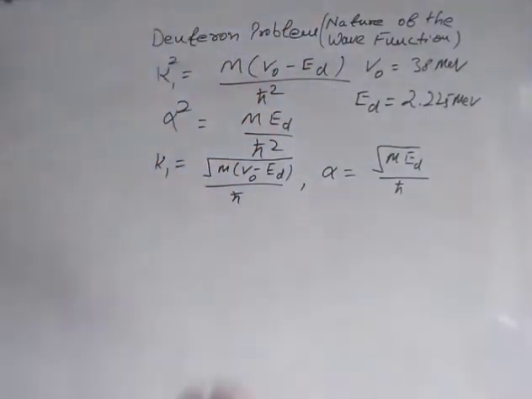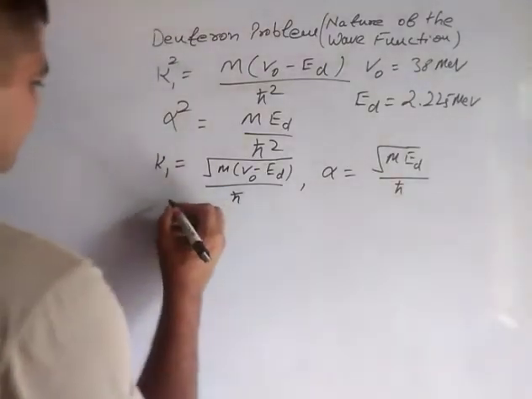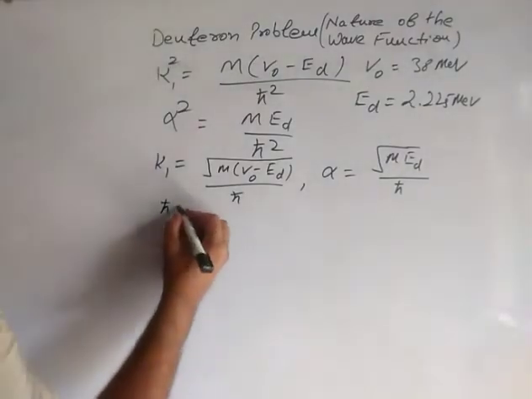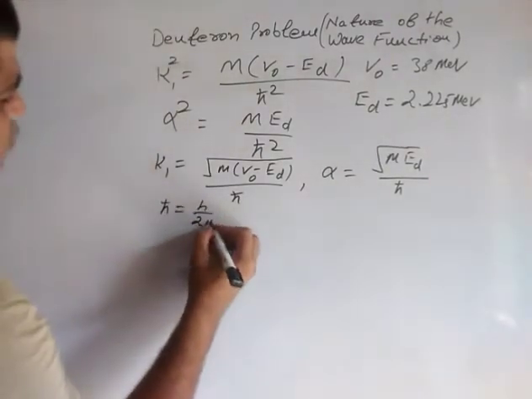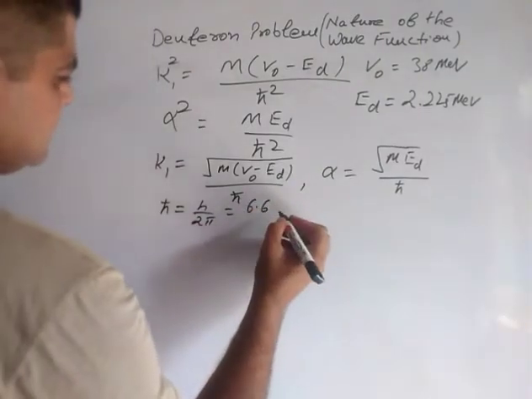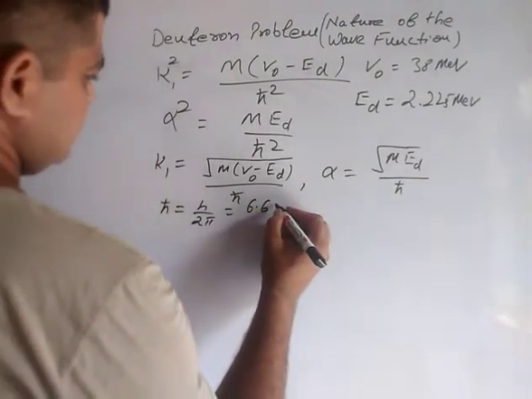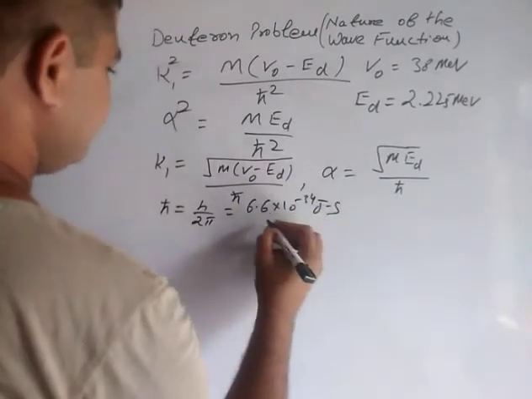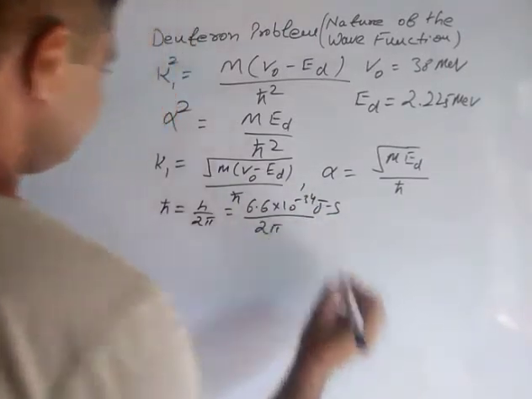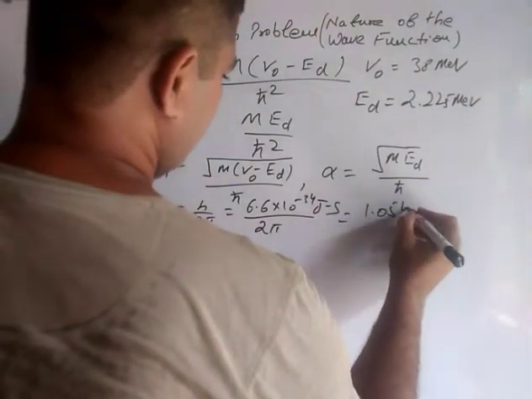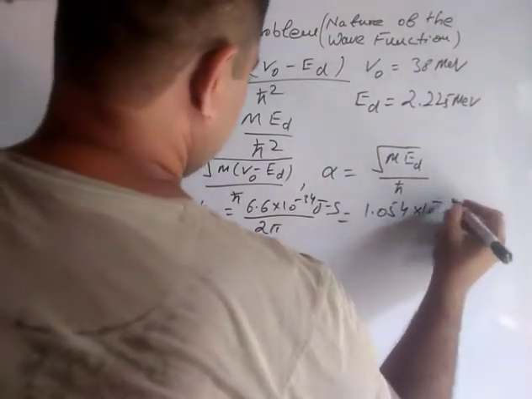Now from our previous knowledge we know that h cut is basically the reduced value of Planck's constant, and h cut is equal to h by 2 pi. So h is 6.6 into 10 raised to power minus 34 joule second, divided by 2 pi. It comes out to be 1.054 into 10 raised to power minus 34 joule second.